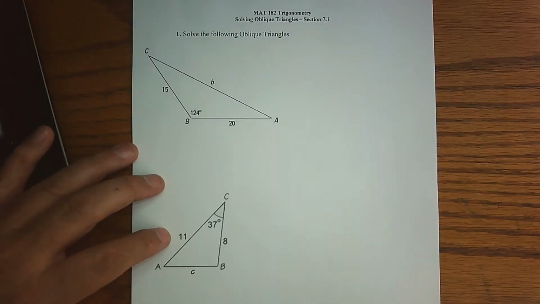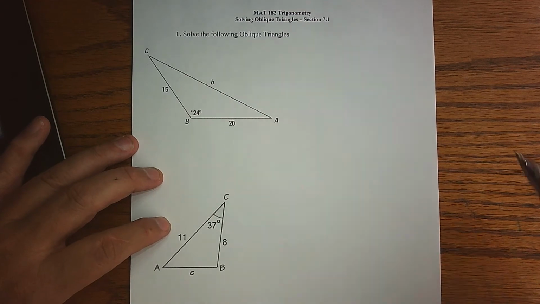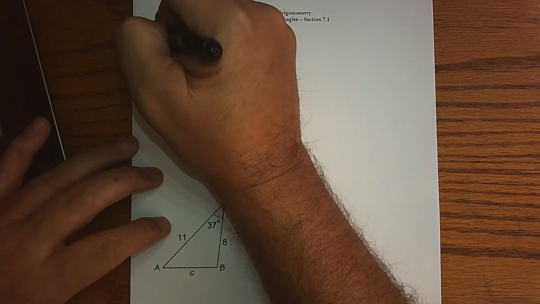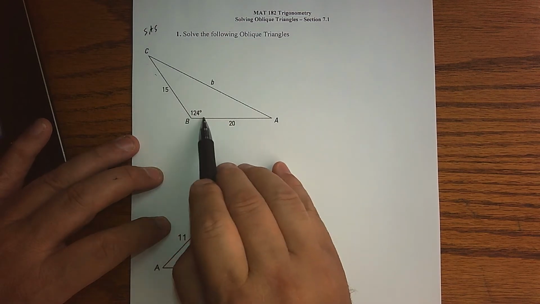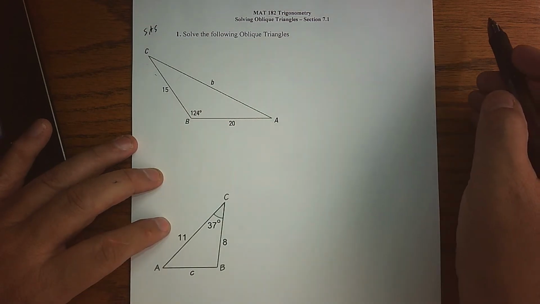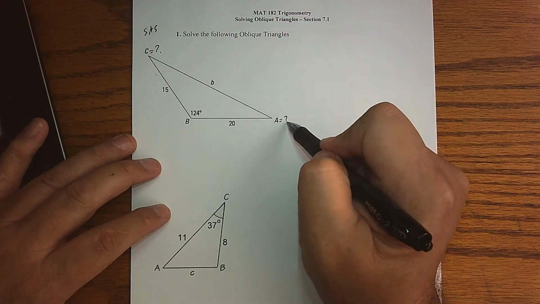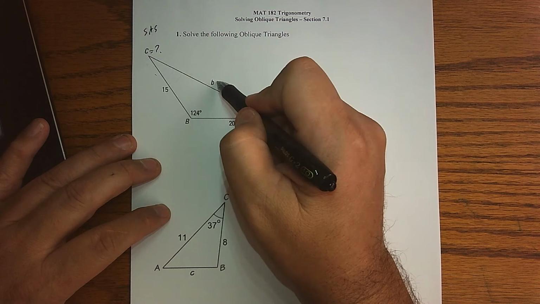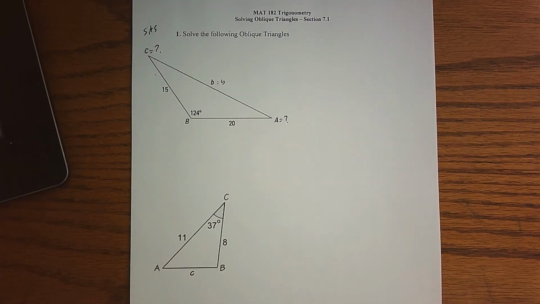Alright, so armed with our law of cosines, we're ready to go solve some situations. The first one is a side angle side situation, because I know a side, and I know the angle between them. So we basically have to figure out what is angle C, what is angle A, and we eventually have to find out what the side B is. So that's basically what we have to work with there.